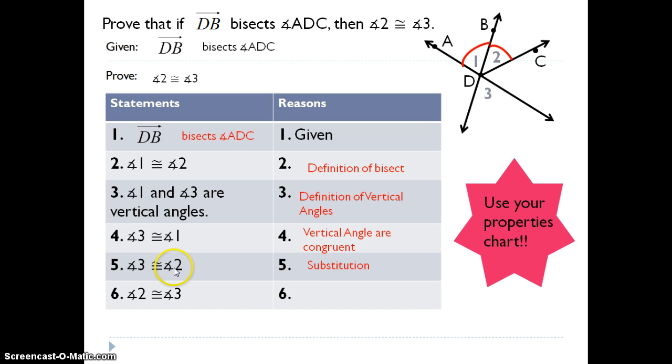Now I'm just flipping the angle 3 and the angle 2 across the congruent sign. Look on your properties chart and you'll see that this is using the symmetric property. So I've proved my proof statement.